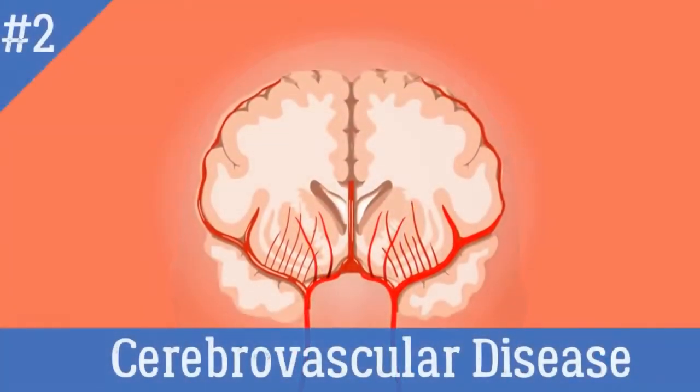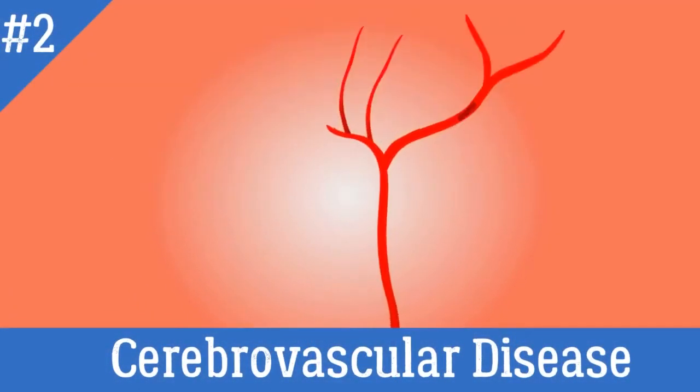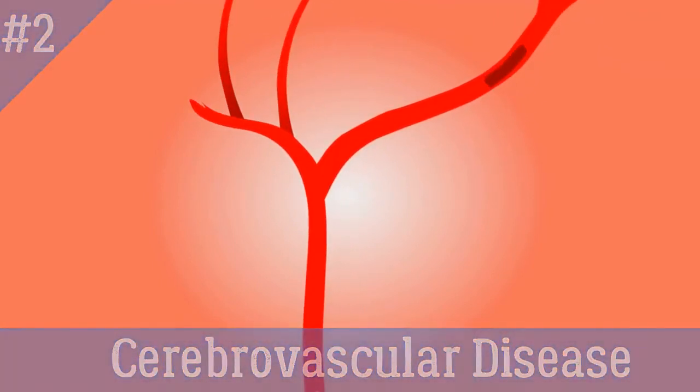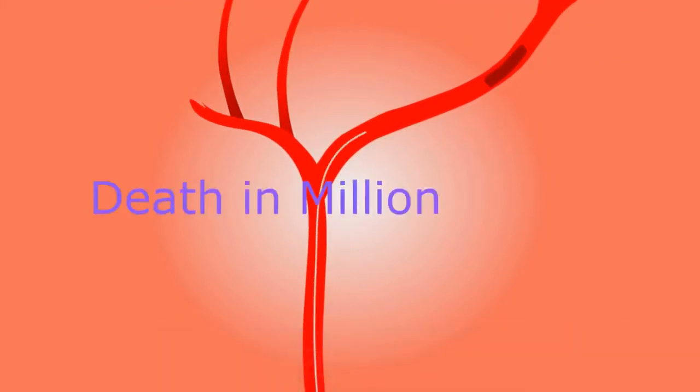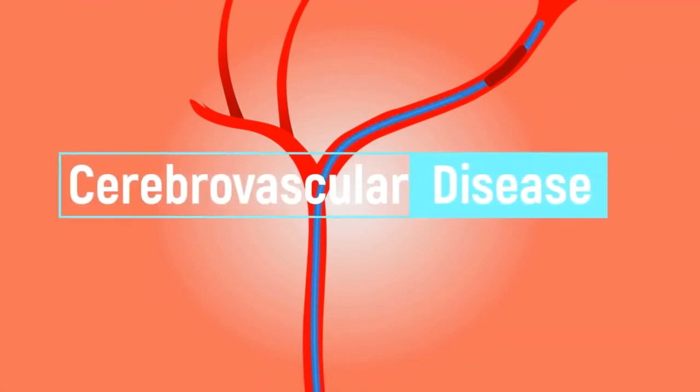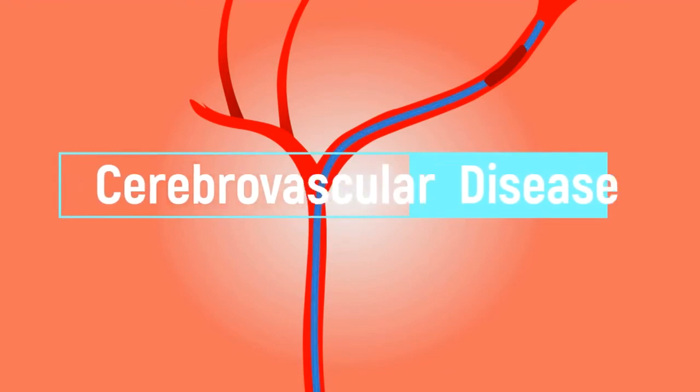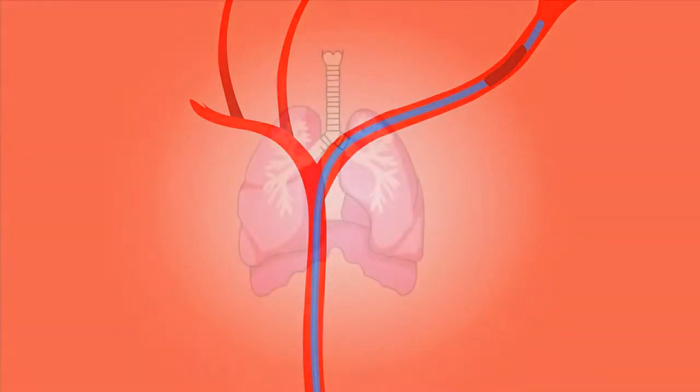Number 2. Cerebrovascular disease. Cerebrovascular disease refers to a group of conditions, diseases, and disorders that affect the blood vessels and blood supply to the brain. If a blockage, malformation, or hemorrhage prevents the brain cells from getting enough oxygen, brain damage can result.